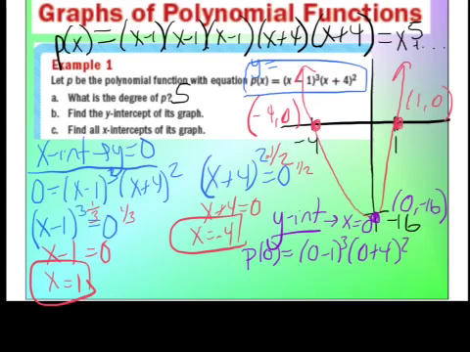This will be -1 cubed, which is -1. 4 squared is 16, or a -16. So this is mathematical proof that the y-intercept happens at a -16. You definitely want to know how to do the x-intercept and y-intercepts algebraically.